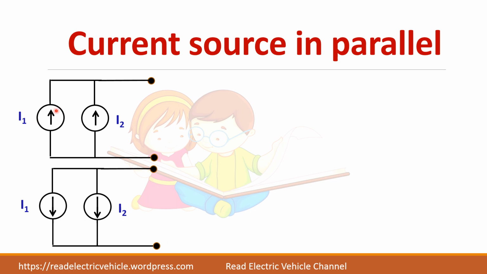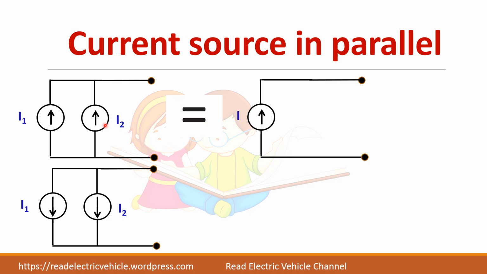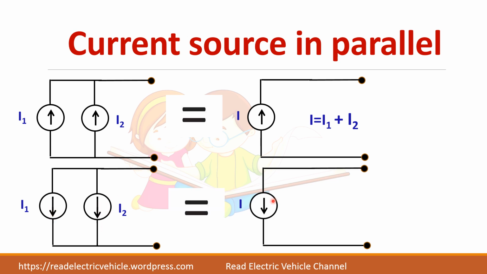Similarly, when you have two current sources in parallel, you can add them directly. So in this case, two current sources are in parallel. This current and this current get added. So it becomes I equal to I1 plus I2. When they are pointing downwards, your current should be pointing downward. Magnitude remains the same, but direction of the current is opposite.